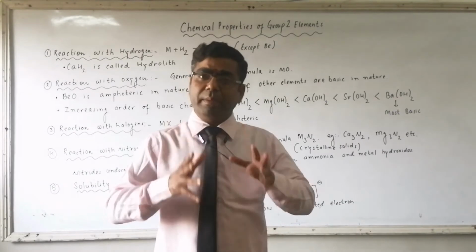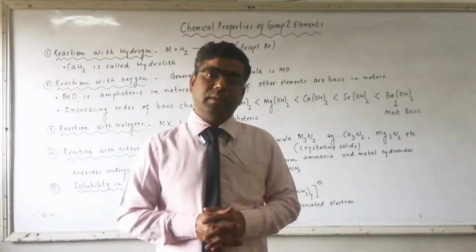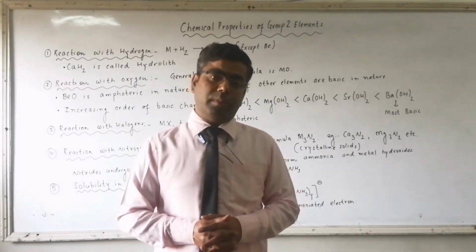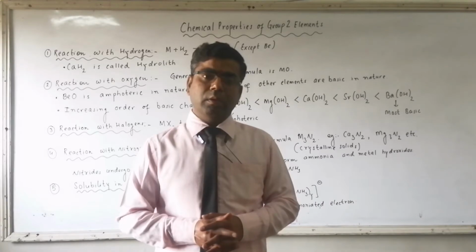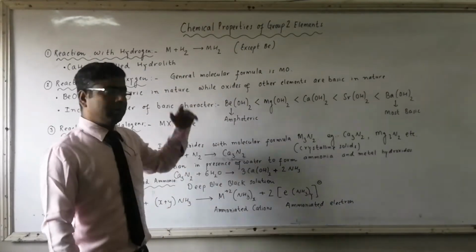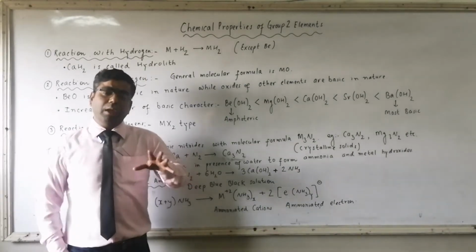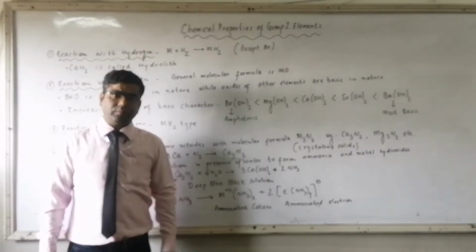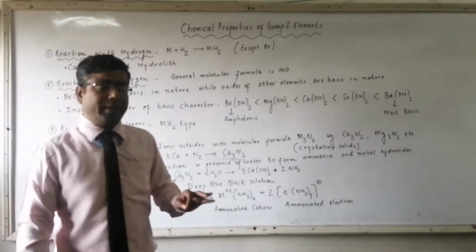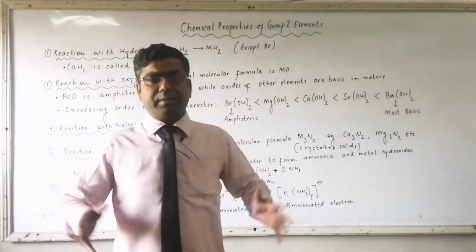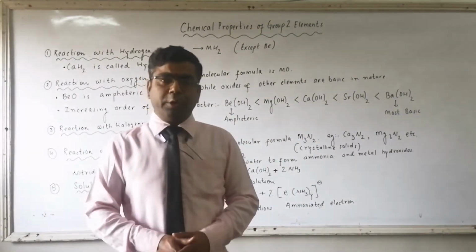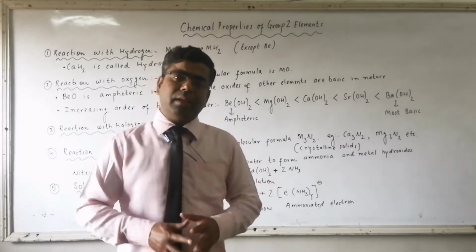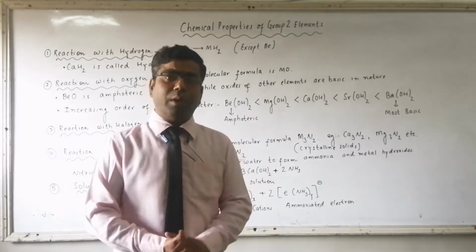as beryllium is the first member of this group. The ionization value for beryllium is more. So beryllium does not show this reaction, or beryllium will not directly combine with hydrogen to form MH2 type of hydrides. Formation of BeH2 is never direct. It can be indirect. We cannot use beryllium with hydrogen to form BeH2. Rest all other metals will form hydrides with the molecular formula MH2.